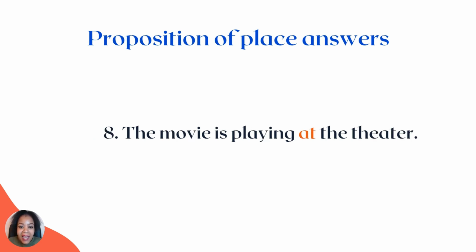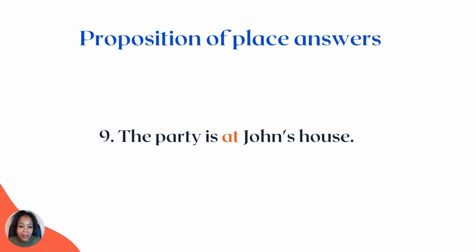The movie is playing at the theater. The theater is a place, a specific point where you can meet someone. For this reason, we use at for this location. The party is at John's house. John's house is another specific location, and for this reason, we use at in this sentence.